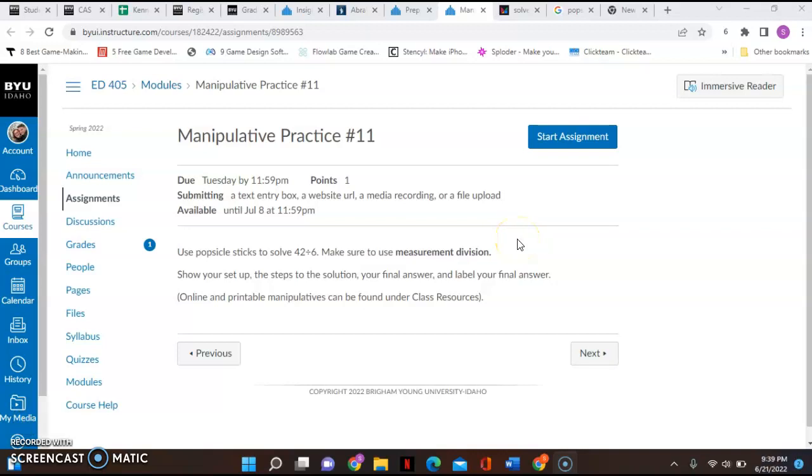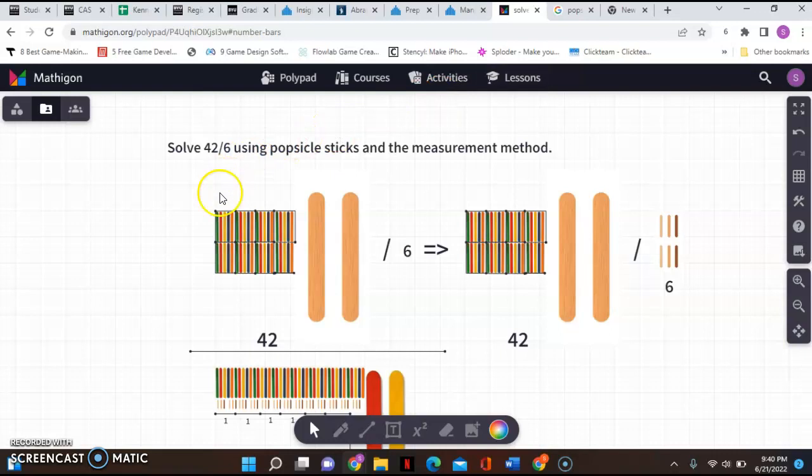Okay, so here we have manipulative practice number 11, and we had to use popsicle sticks to solve 42 divided by 6. And we had to make sure to use the measurement method of division. So here we have the model.